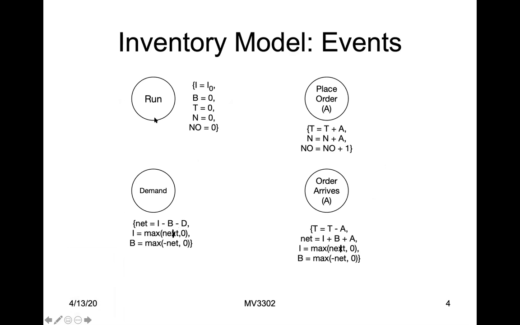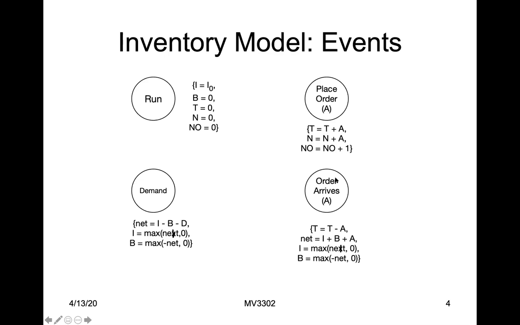So let's look at something else. Let's look at an order. We'll call it place order. And A is going to be the amount of the order that we place. So that's going to affect the state variable T, which is the total amount that we have on order. If we place an order and pass an argument of A, that's going to increase our total amount by A. And it will increase the total number that we have put on order by A as well. And it will increase the number of orders that we've placed by 1.